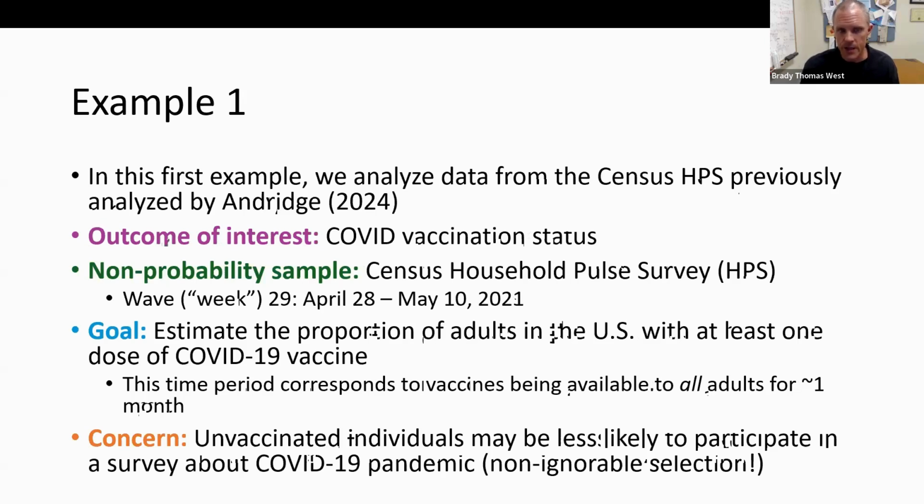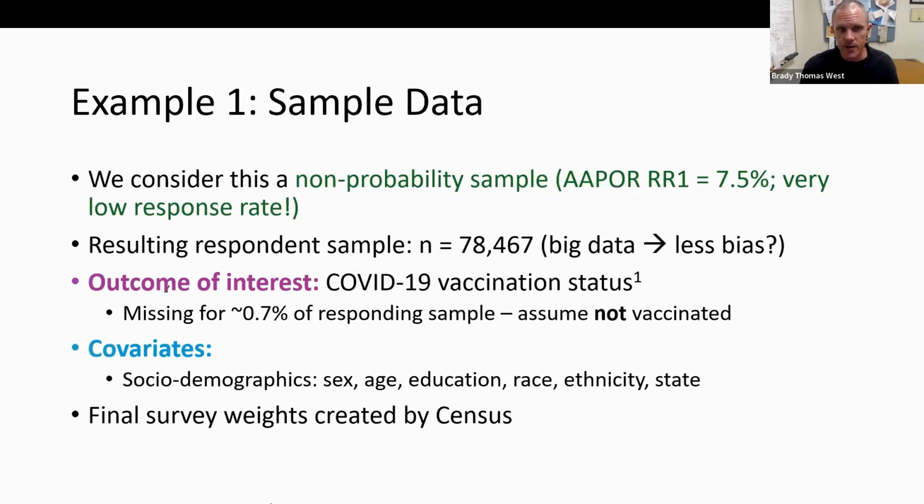The concern is that unvaccinated individuals may be less likely to participate in a study about the COVID-19 pandemic. So again, this could be a source of non-ignorable selection, and we need to come up with measures that would correct for that. Okay, so we consider this a non-probability sample. The AAPOR response rate 1 was 7.5% to the household pulse survey. So very low response rate, but the resulting respondent sample was 78,467.